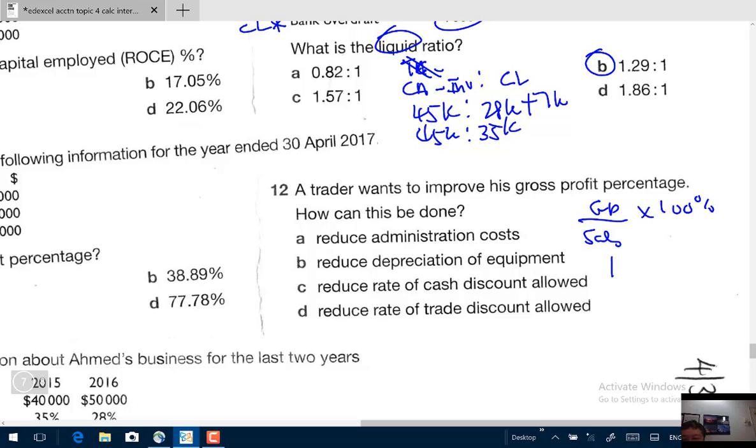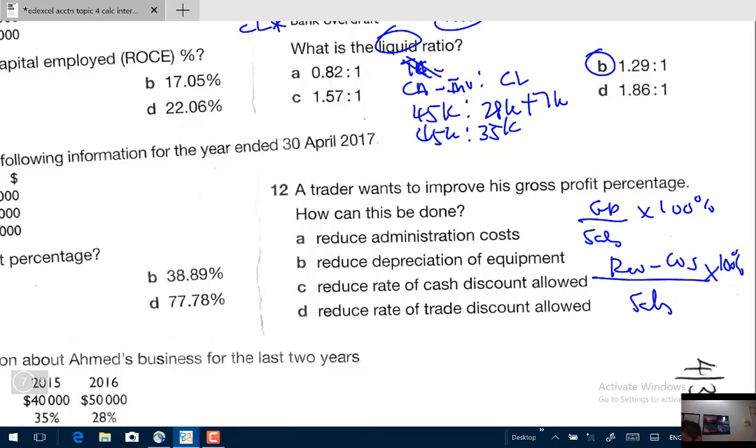This gross profit is defined as sales or revenue minus cost of sales, over sales times 100%. Revenue or sales refer to the same thing. So what can you do? Okay, reduce admin cost, no, that affects the profit for the year. Reduce depreciation of equipment, no, that will affect the other overheads. Reduce cash discount allowed. Cash discount allowed, no, it will affect the profit.